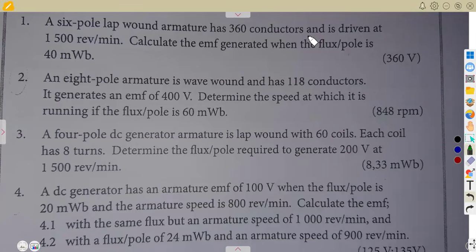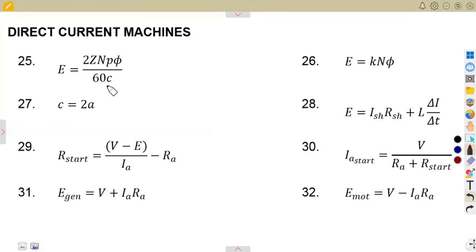Still working on our Electrotechnics N4, that is working on the EMF equation of a DC machine. I just want us to go through typical questions that you might be given working with the EMF equation of a DC machine. It is something that is important in your calculations. All right, so for our direct current machines, we are already given the formula that we are going to use.